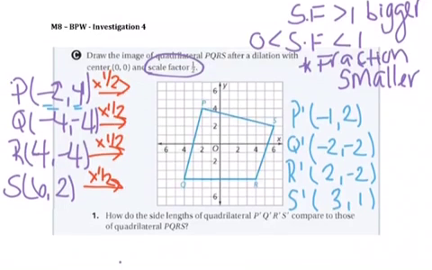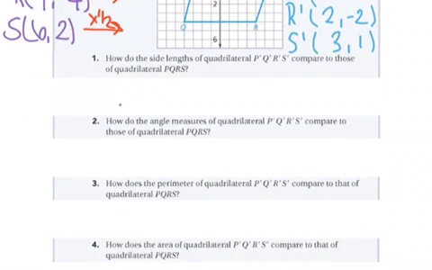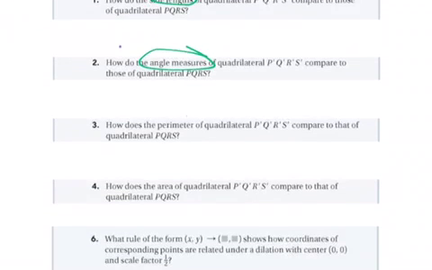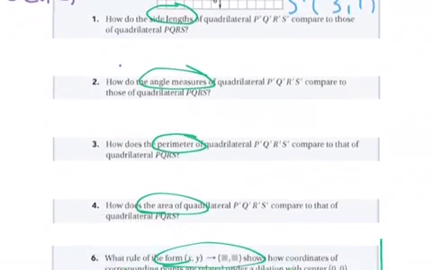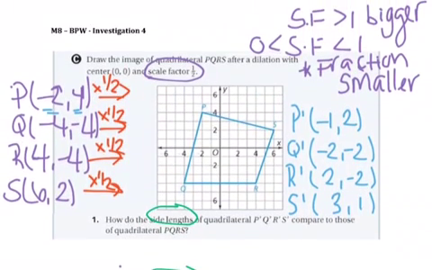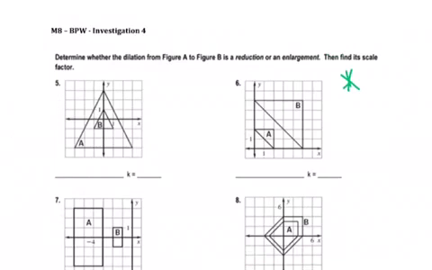Okay, you're going to go ahead and plot these, and label with your primes. Then you are going to answer questions 1, tell me about the side lengths. 2, tell me about the angle measures. 3, tell me about the perimeter. 4, tell me about the area. And 6, you're going to write the rule. After you've completed this page, you're going to have me check it. Then I'm going to tell you to turn to page 6 and 7, and you are going to complete the practice on page 6 and the practice on page 7.